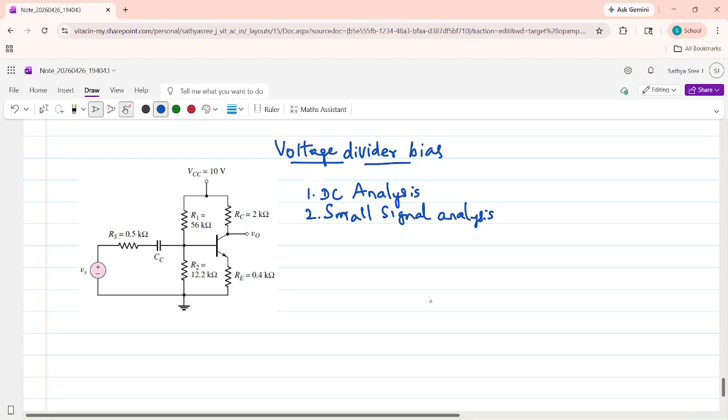Good morning. In this video, we are going to discuss the voltage divider bias for this BJT circuit. There are DC analysis and small signal analysis. In this video, we will discuss the DC analysis, and in the next video we will discuss the small signal analysis. First, we will start with the DC analysis.